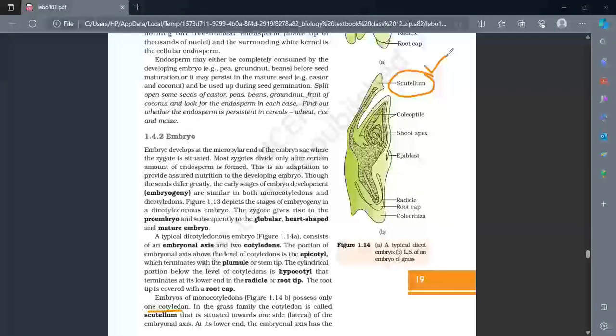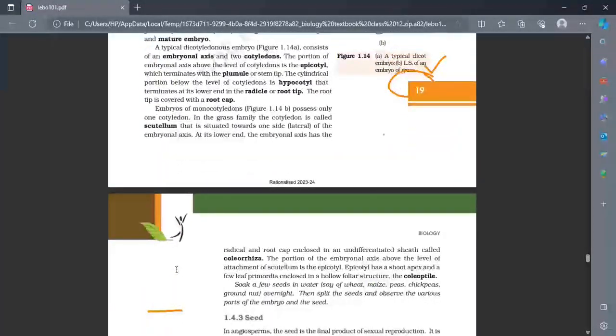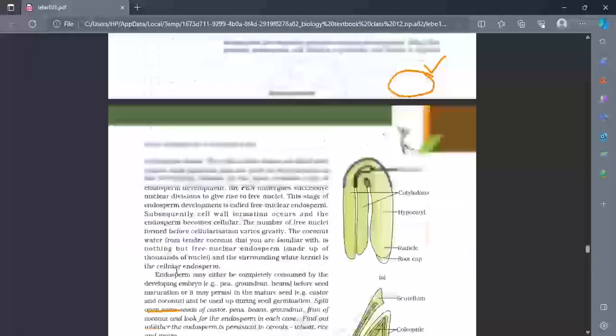Remember that in the case of a monocot, the cotyledon has been given a new name, and that is the scutellum. This is an important word. What is the scutellum? It is the cotyledon of the monocot embryo. Apart from the scutellum, you can look at the diagram, which is of the grass family. This grass embryo has two other structures we'll talk about.